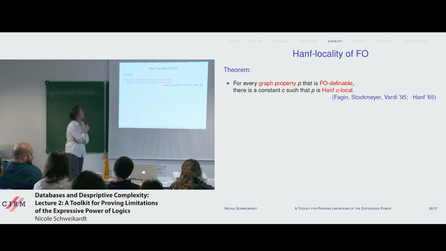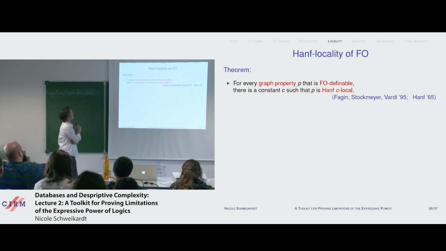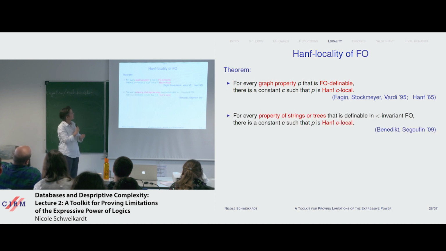And now what is known about Hanf locality? It is known by Fagin, Stockmeyer, Vardi, and by the original paper by Hanf, that for every graph property that is first order definable, there is some constant c such that the property is Hanf c local. So you only have to look at constant neighborhoods.